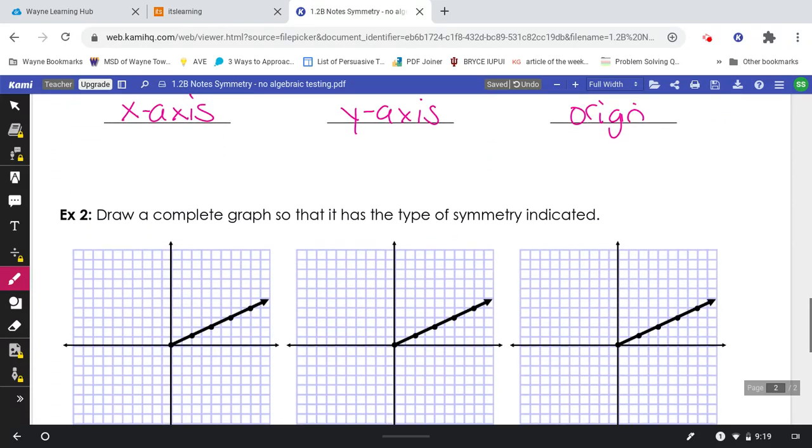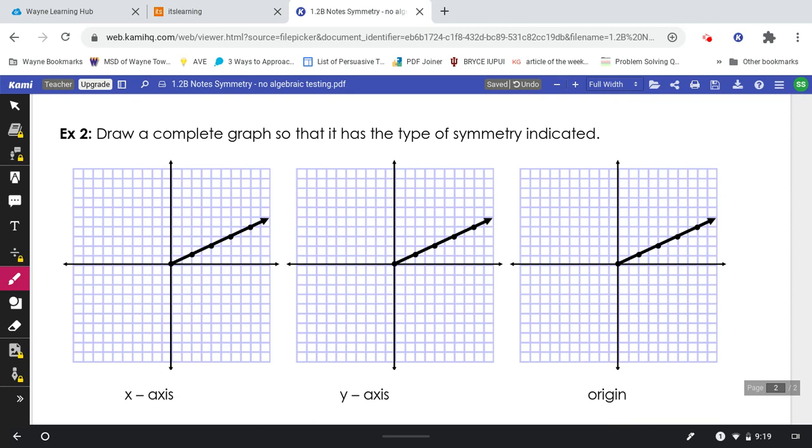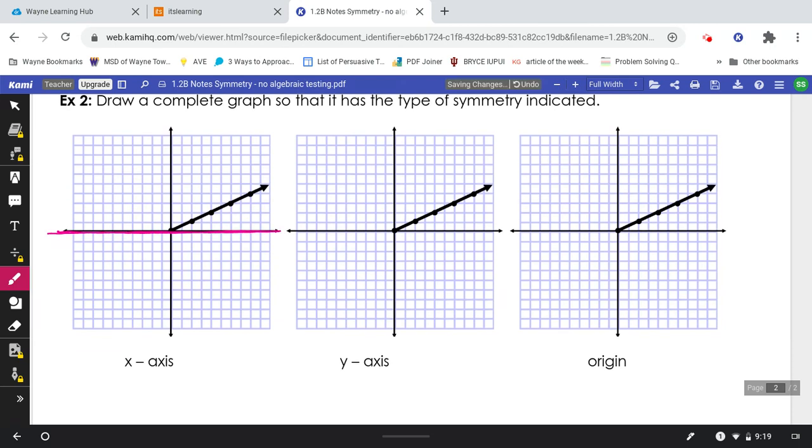All right, for the next piece, we're actually going to draw the other half of the graph in the correct place so it has that certain type of symmetry. So what I'm going to do is draw my x-axis here just so I can see where my graph needs to be. And I need to think about this as going from the top to the bottom. See if you can draw the other half of your graph.